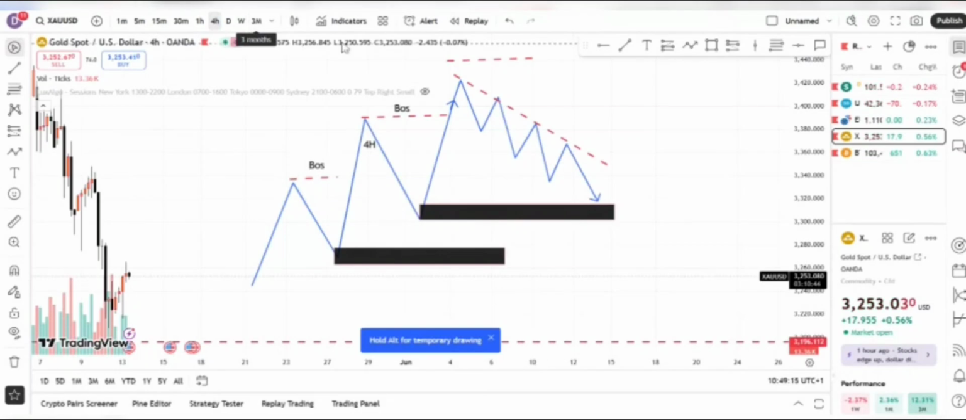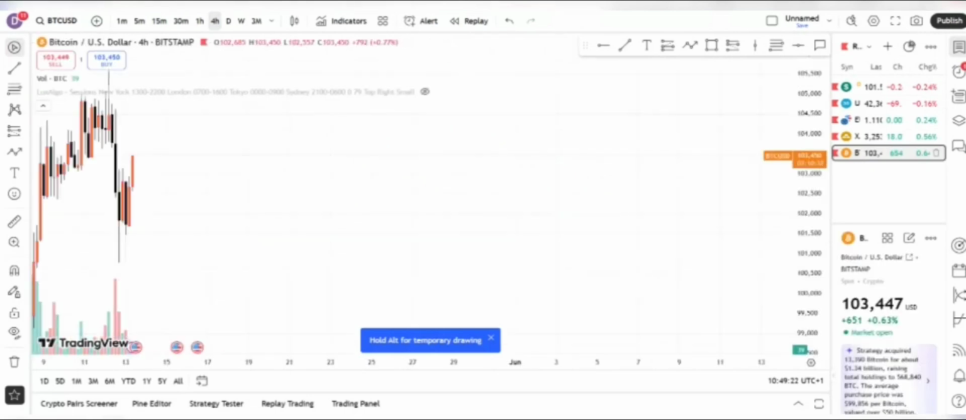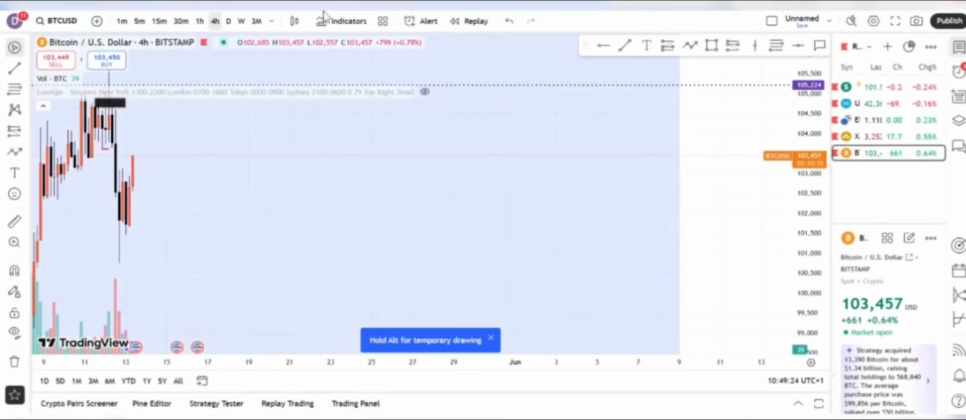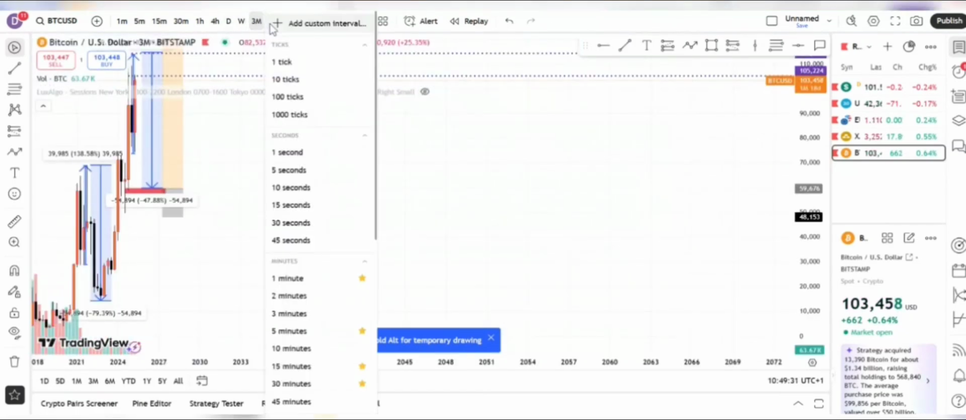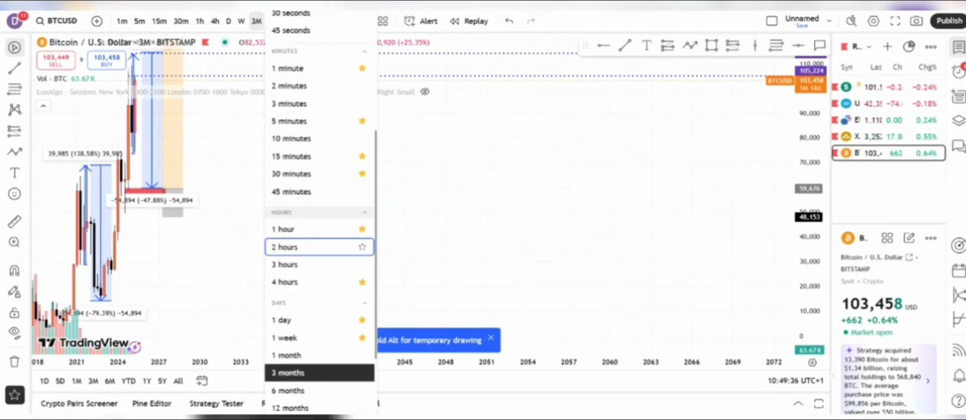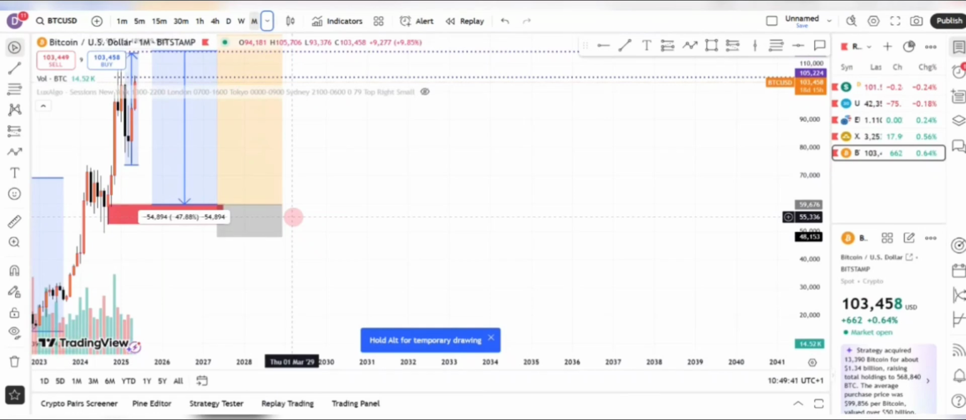So there was a time I came up and I was saying that Bitcoin is going to be bullish, right? I didn't just say Bitcoin was going to be bullish because I just felt like saying it. I said Bitcoin is going to be bullish because by the time I went to the monthly time frame, let me show you something. By the time I came to the monthly time frame, look at what I saw.